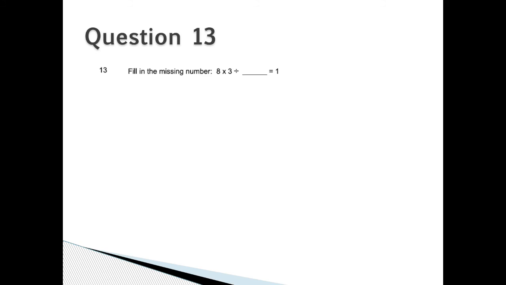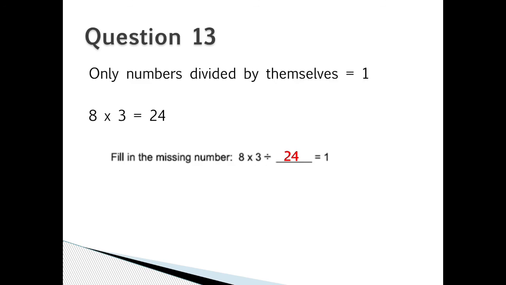Question 13. Fill in the missing number. 8 times 3 divided by what is equal to 1? Only numbers divided by themselves are equal to 1. So 8 times 3 is equal to 24. The missing number is therefore 24. 24 divided by 24 is equal to 1.